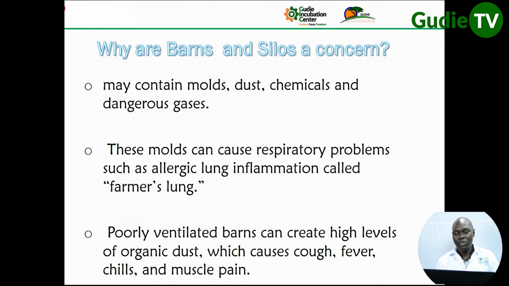And sometimes, our houses and the silos where we are housing the food stores contain molds, chemicals and dangerous gases because of the fumigation that comes from what we have stored, like maize. This then becomes dangerous to our human health. These molds can cause respiratory problems, things like farmer's lung, which is an allergic lung inflammation which cannot be treated by antibiotics. And this one, the farmer's lung, is a very common problem among farmers.